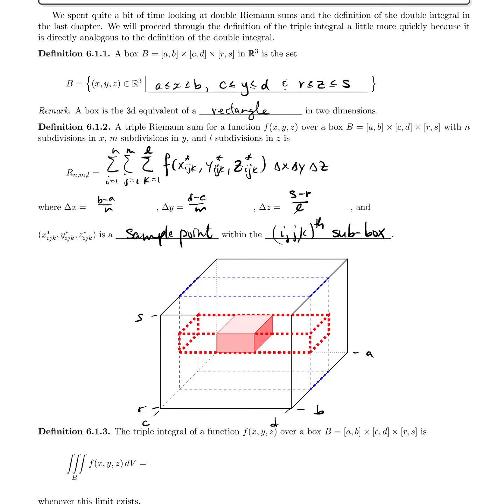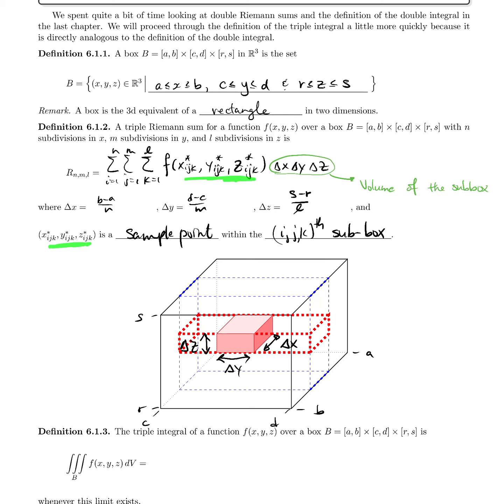So what do we see here? This dimension would be delta x. This dimension would be delta y, and this dimension would be delta z. And so that means that our delta x delta y delta z up in the Riemann sum can be thought of as the volume of a sub-box. So that's what that can be interpreted as. Now what about this thing here, this sample point, right?